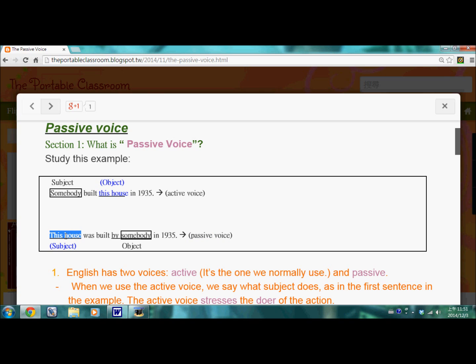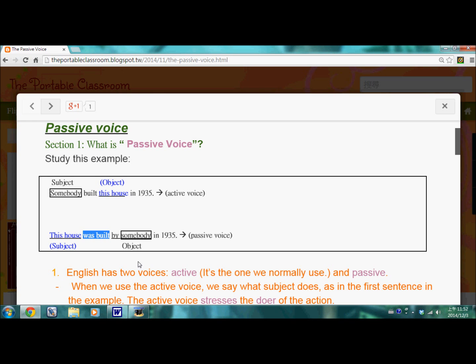Now the house is the subject. In the active voice, it is the object. The person does something to the object. But in passive voice, we want to know what happens. What happens to the subject? So we put the house here, and we know it was built, 被建造. What happened to the house is that it was built by somebody in 1935.